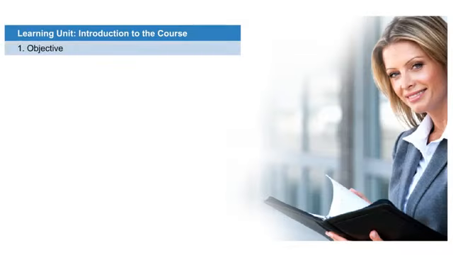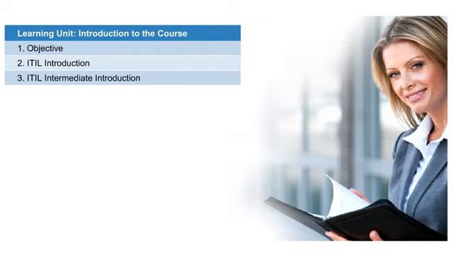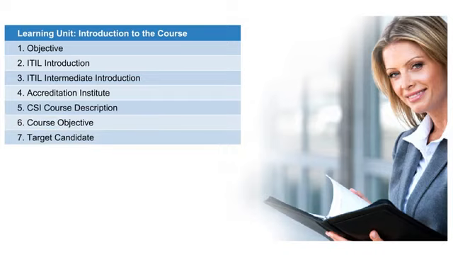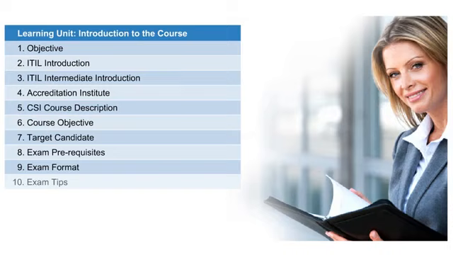We will first begin with the objective of this lesson, followed by a few recap topics that you might have covered during your ITIL foundation level. The topics we will cover are ITIL Basic Introduction, ITIL Intermediate and its relevant topics. This is followed by information about the Accreditation Institute, CSI course description and its objective. We will then look at who can attend this course. Next, moving to the exam section, we will learn about the exam prerequisites, or say the eligibility criteria for attending this course, exam format and exam tips to help you achieve this certification.